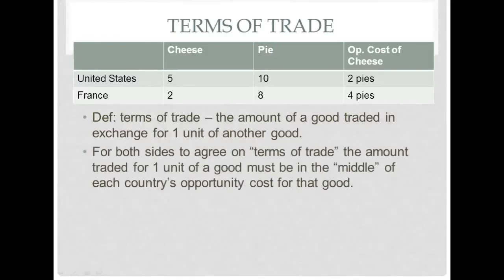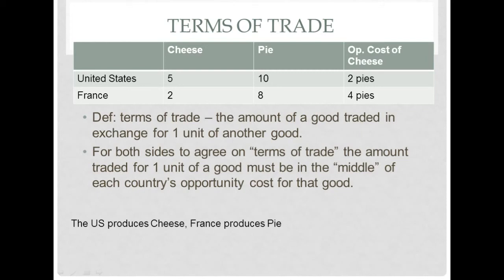So here's the deal. For both sides to agree on terms of trade, our rule is the amount traded for one unit of a good must be in the middle of each country's opportunity cost for that good. Well, let's see what we mean by that. Remember, what do we know? We know that because of comparative advantage, the US produces cheese and France produces pies. Well, look what it says. For one unit of a good, we must be in the middle of each country's opportunity cost.